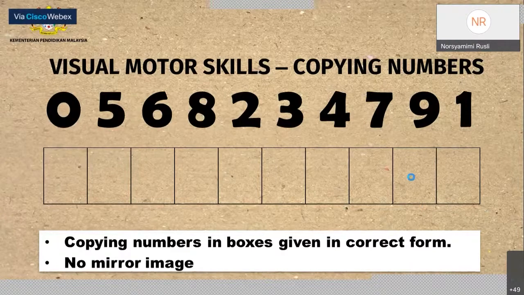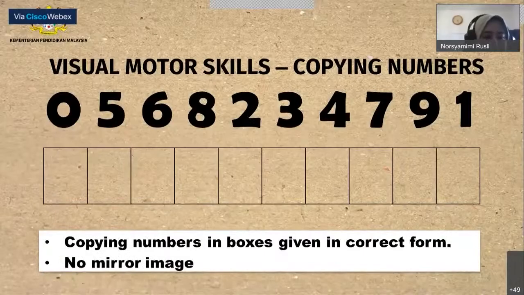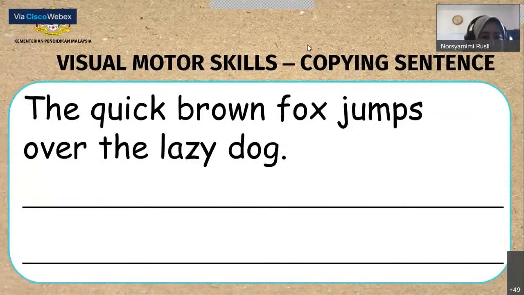Sorry, my computer got stuck. Another activity for visual motor skills is copying a sentence. This is a standard sentence for you to assess visual motor and also writing skills: the quick brown fox jumps over the lazy dog. Make sure to put the full stop at the end of the sentence.